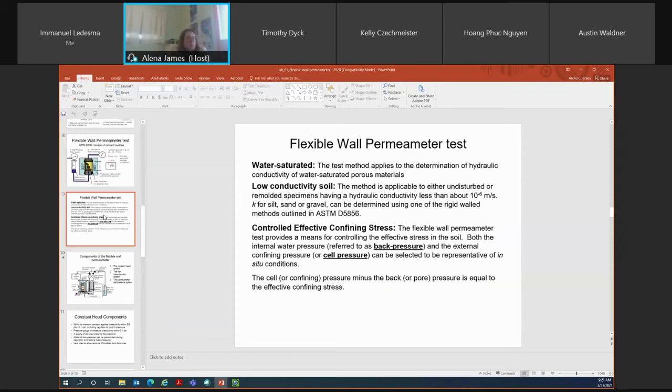And your cell pressure and your back pressure, you can design your test so that these are representative of your field conditions. So your confining pressure can be representative of your overburden pressure in the soil, or if you're going to be adding an external load, it could be representative of your final effective stress, and your back pressure can represent your pore water pressure conditions in the field. So that's sort of the background on flexible wall permeameter tests.